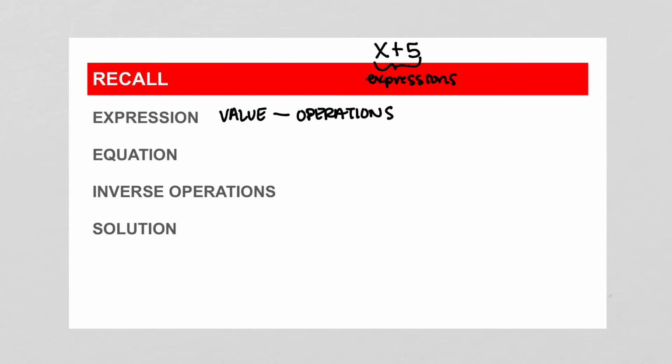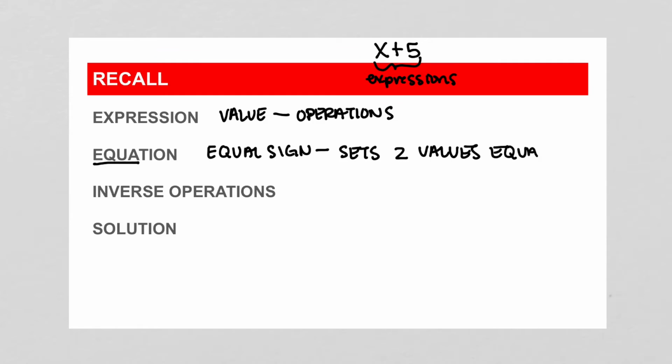So how is that different from an equation? Well, remember that equation reminds us of the word equal. So it has an equal sign, and what it does is it sets two values equal. Up there I've got x plus 5, and that's just an expression. But if I added on to that, x plus 5 equals 7, well now what I have is an equation, because I'm saying that the expression x plus 5 is equal to the value 7.